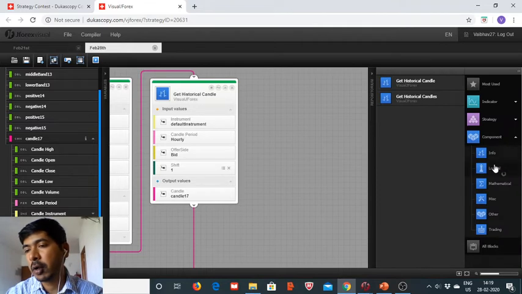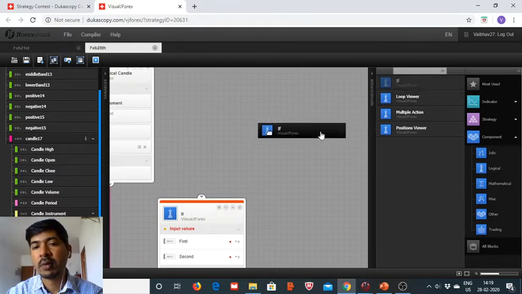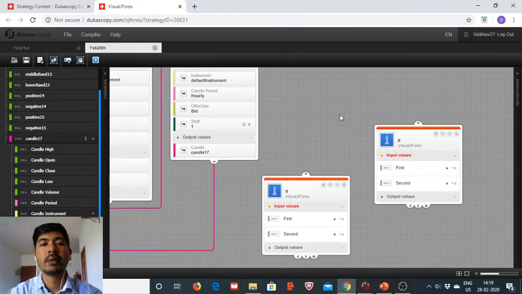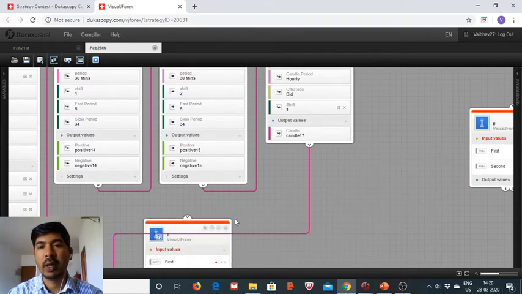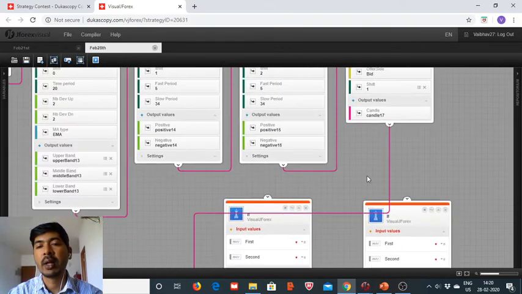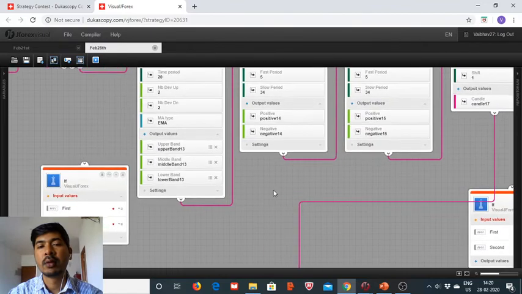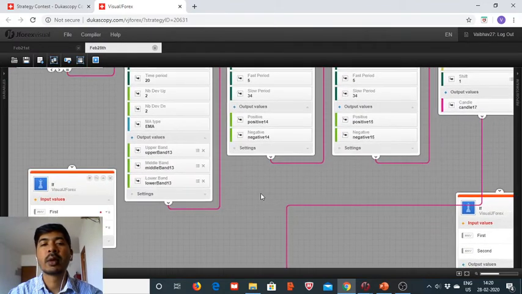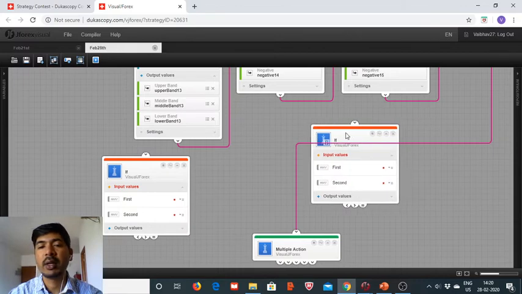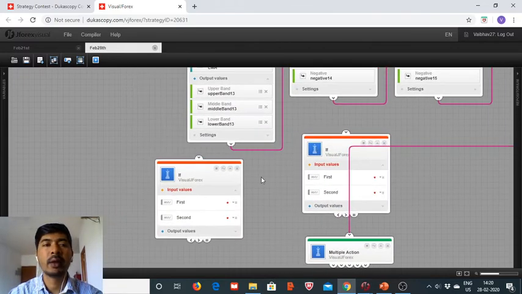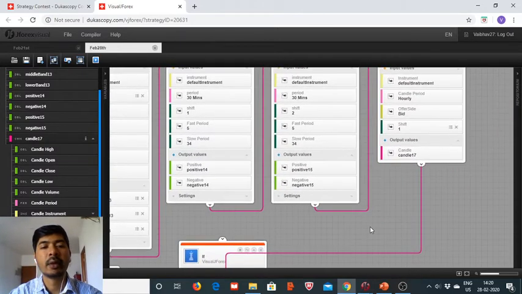And now let's get started with putting conditionals. We will need to again bring in logical blocks of if. So requirement is that last candle close should be, first we will develop the buy side, and for the buy side we will need the last candle close to be above middle band and below the upper band.